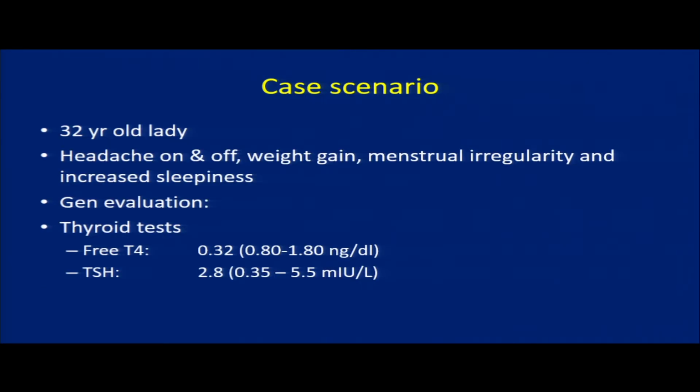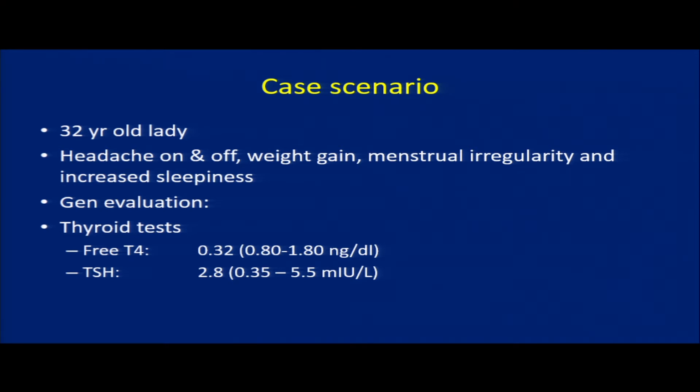Now I require some of the audience to answer this question. A 32-year-old lady has headache, weight gain, menstrual irregularity, increased sleepiness, many of which may indicate that there is some thyroid dysfunction. She undergoes a thyroid test. T4 is very low. What is happening to the TSH? It is normal. Here only the problem comes.